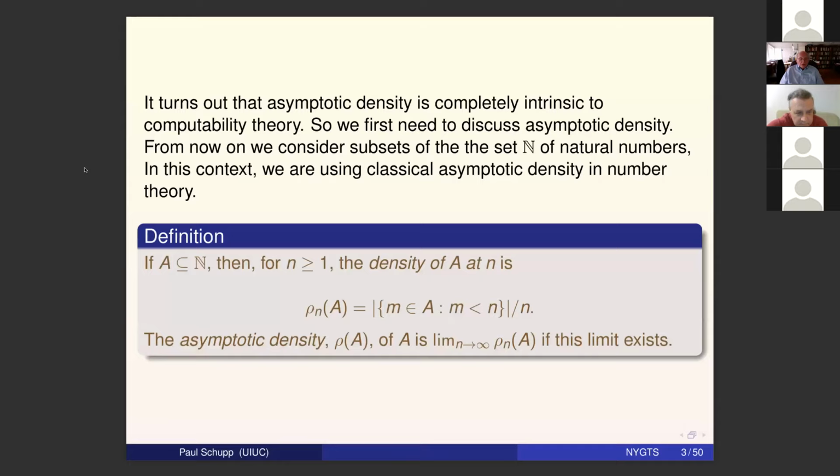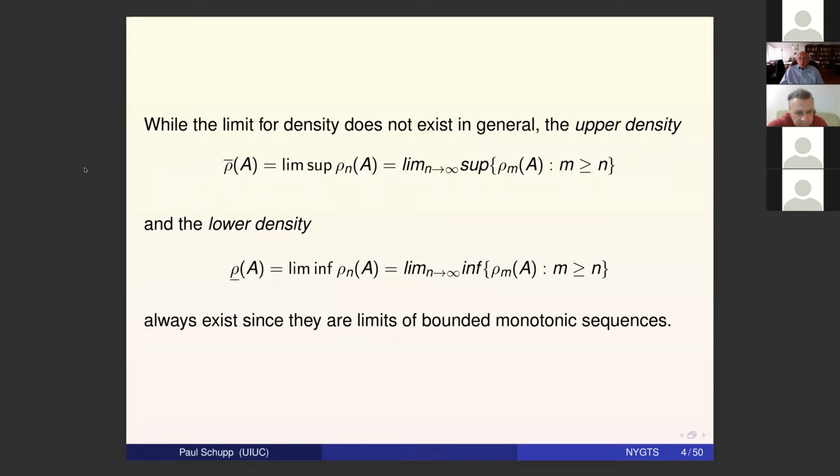For a subset A of N, for n at least one, you define the density of A at n as the number of elements in A which are less than n, divided by n. The asymptotic density, rho of A, is the limit as n goes to infinity of these rho_n(A), if this limit exists. Of course, in general, this limit doesn't exist at all. But even if the limit doesn't exist, the upper density, which is a lim sup, and the lower density, which is a lim inf, always exist. These are limits of bounded monotonic sequences. These densities we will mainly use.